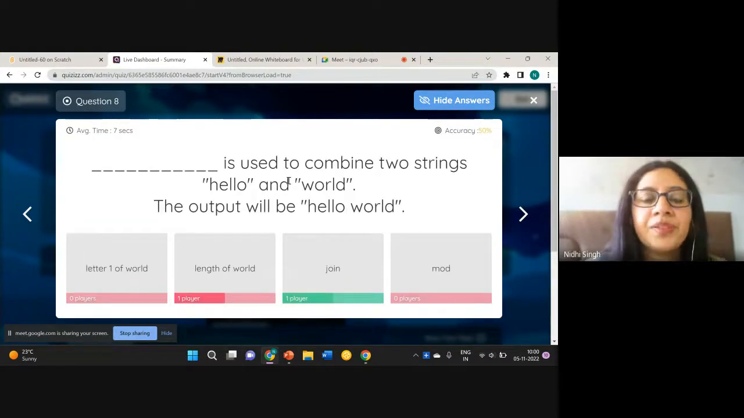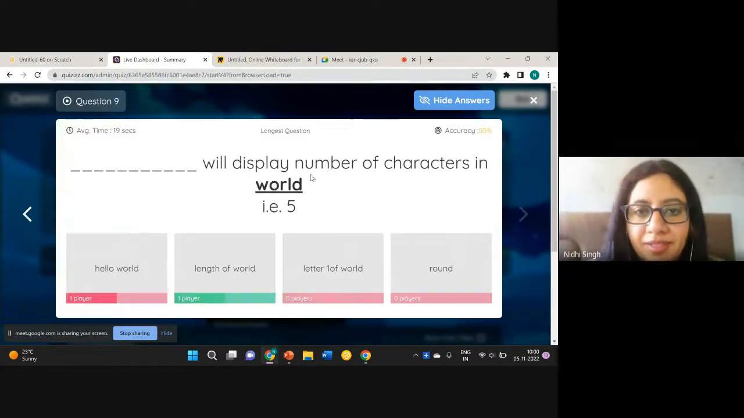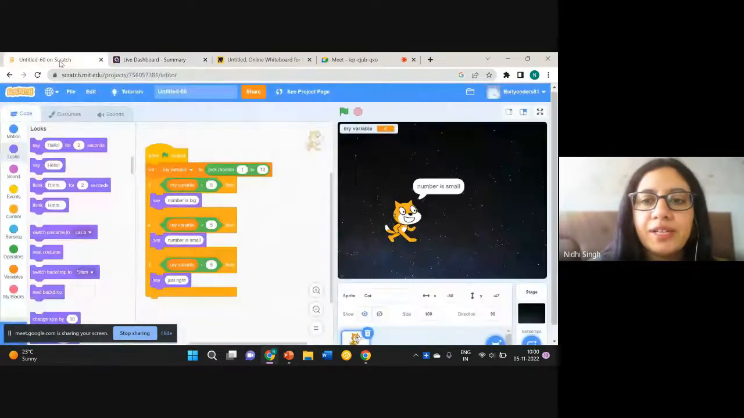Okay, this also we haven't done today. But join, as its name suggests, is used to combine two strings. We'll be doing it tomorrow. See this one also. Just forget these ones. We will be covering that in tomorrow's class.